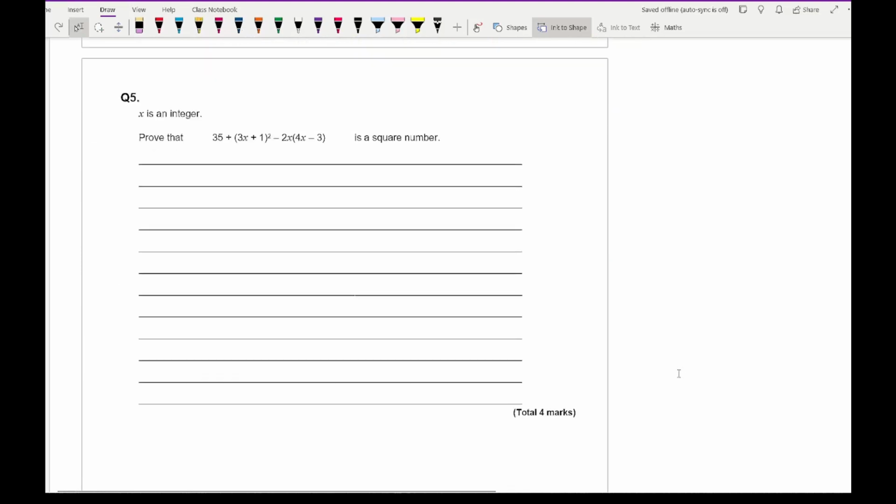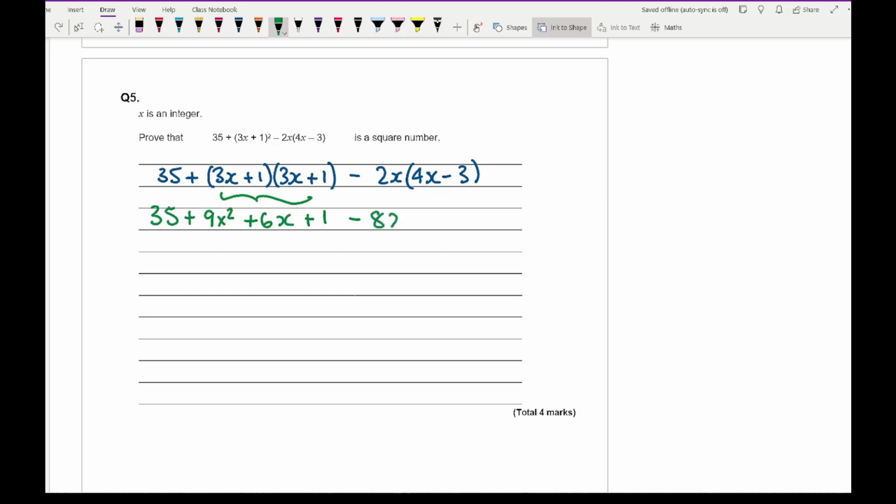Moving on to question 5, it says x is an integer, and we want to prove that the answer is a square number. So for this, what we want to do is expand the brackets first. So here I've got 35 plus, and then I've got a double bracket situation, minus 2x, 4x minus 3. Then simplifying all of this first, we get 9x squared plus 6x plus 1. And then I can fill out the rest, and let's simplify this. So I get 8x squared plus 6x.